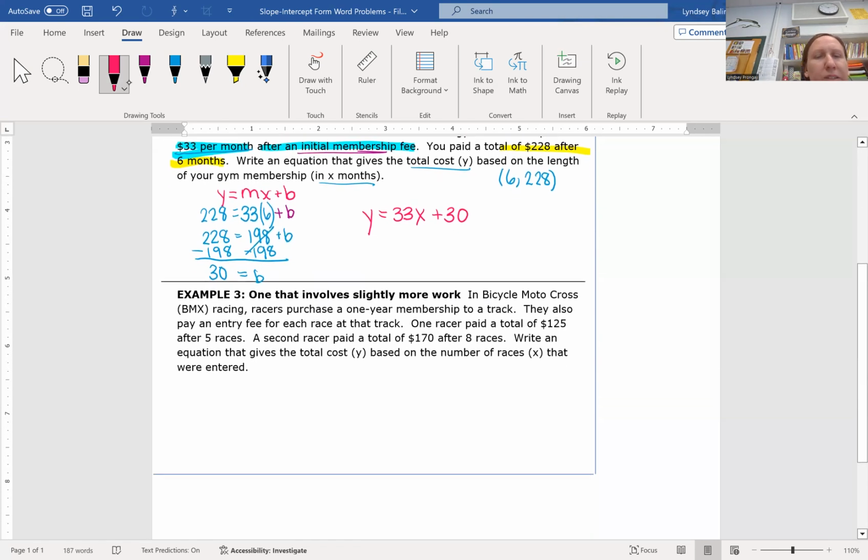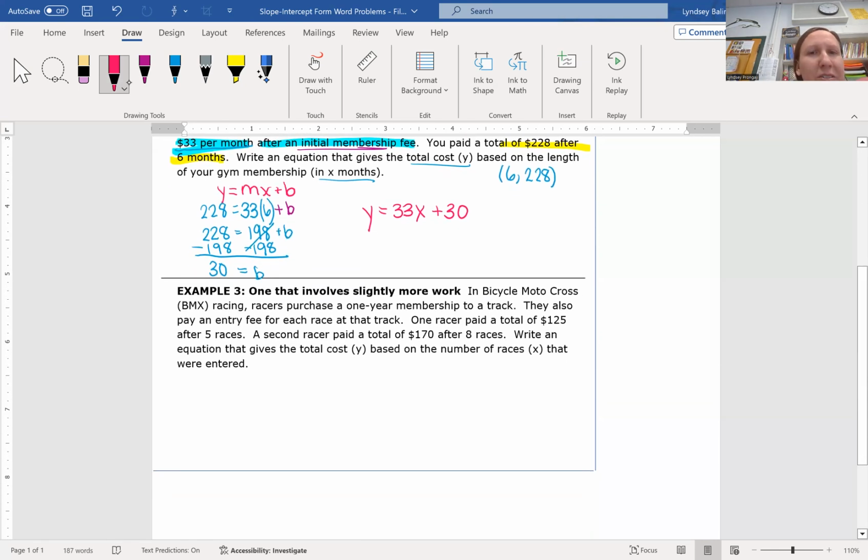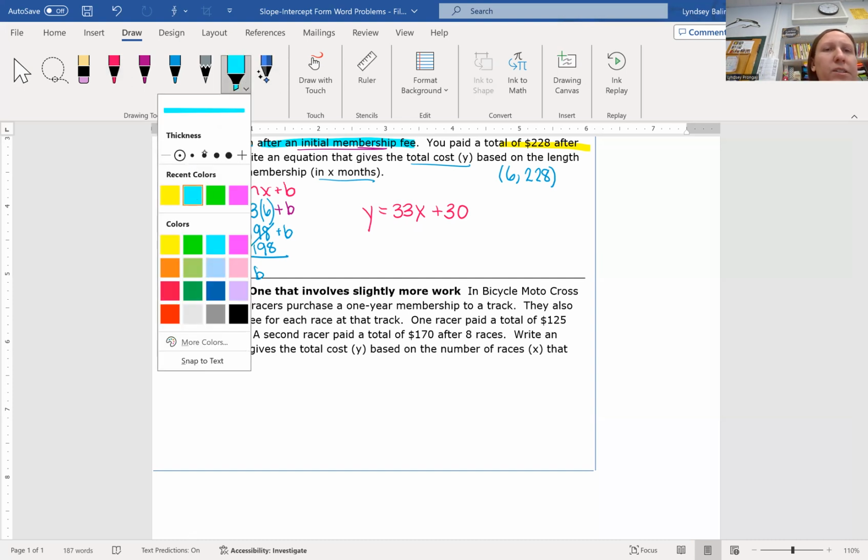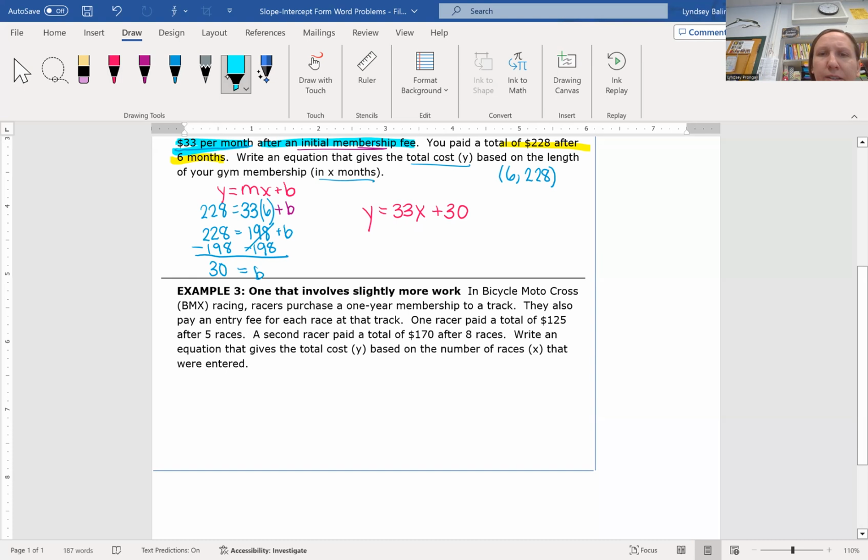Okay, and last one. You can probably guess what this one might look like. So this one involves slightly more work. So in bicycle motocross, BMX racing, racers purchase a 1-year membership to a track. They also pay an entry fee for each race at the track. So just to highlight some stuff, we know there is a 1-year membership, and then there's an entry fee for each race. But it also doesn't tell us what each of those pieces of information are.